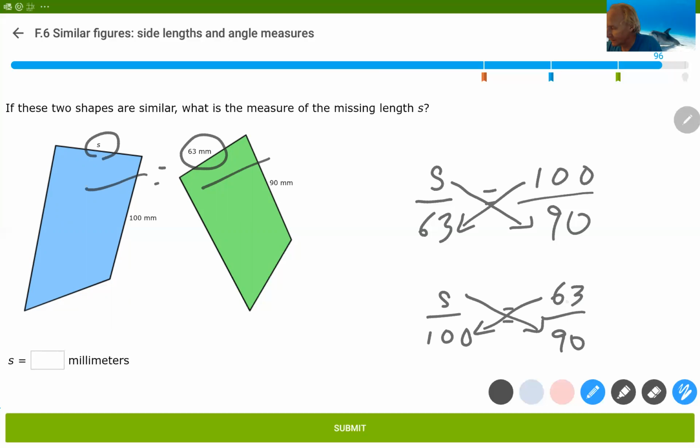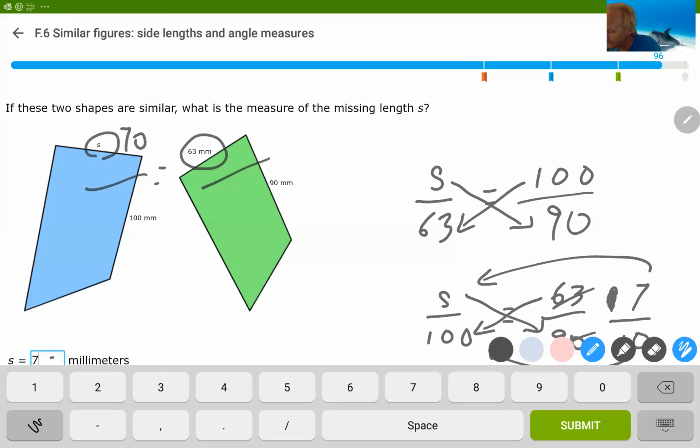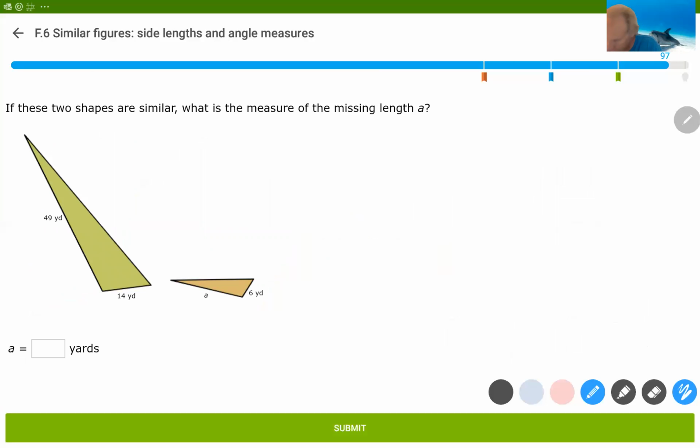Simplifying this, 63 gives me 7 goes in there 9 times. Oh, sorry. 9 goes in there 7 times, and 9 goes in there 10 times. And that means that this is going to be 10 times as big, so that's going to be a 70, isn't it? This is 70% of this side, and this side is 70% of that side. Another way of saying it. And we're still not done.